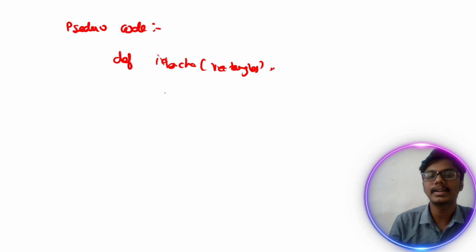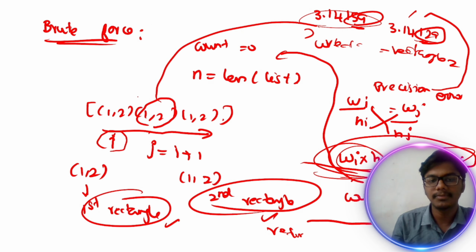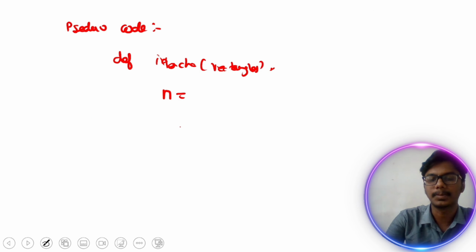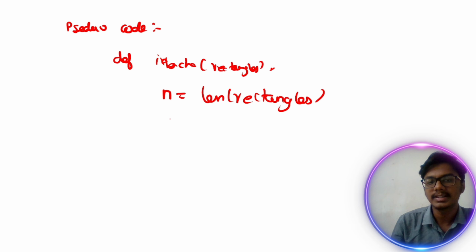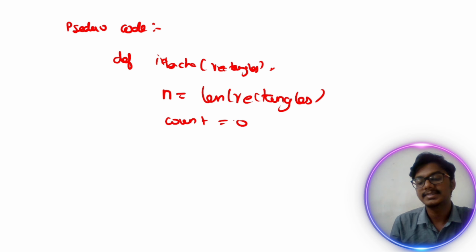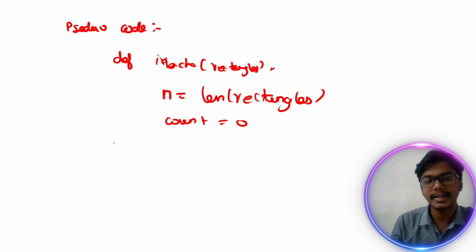After getting into the function, first let me find the length of the list. This is the first step, right? So n is equal to len of rectangles. After finding n, I simply initialize the count equal to 0. After initializing, I want to iterate through the entire array, right? For i in range of n.